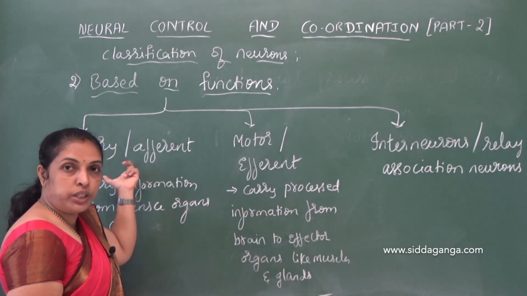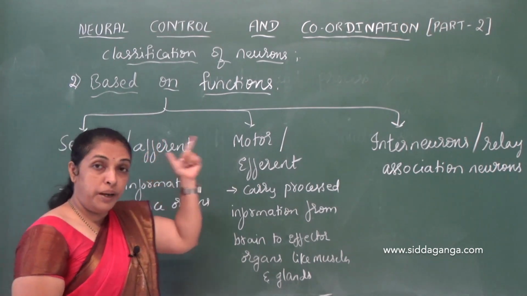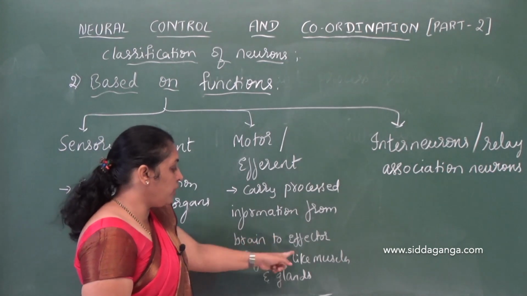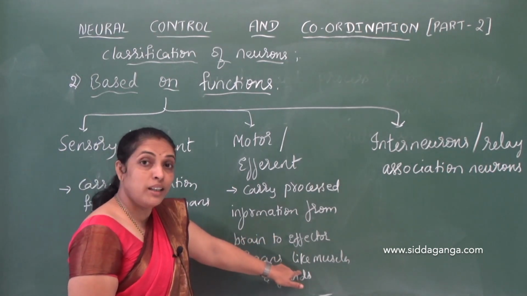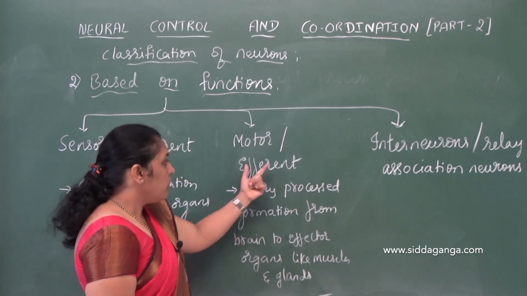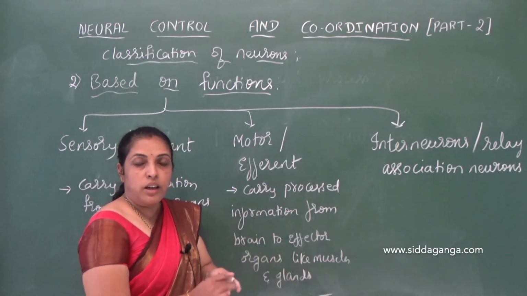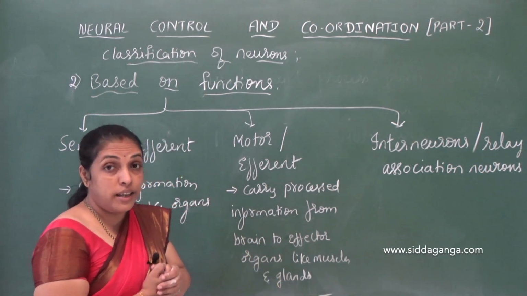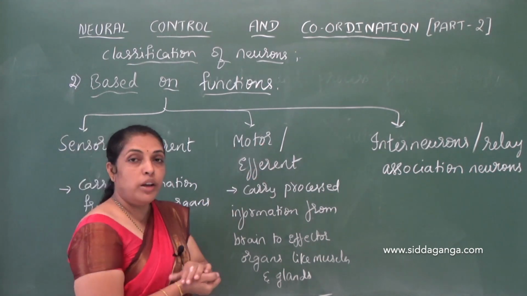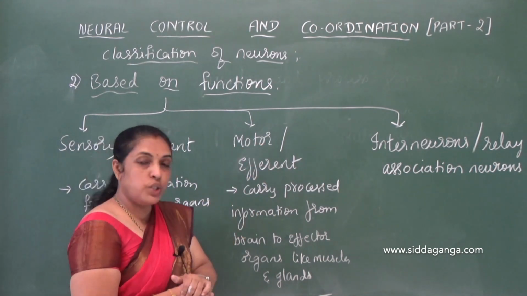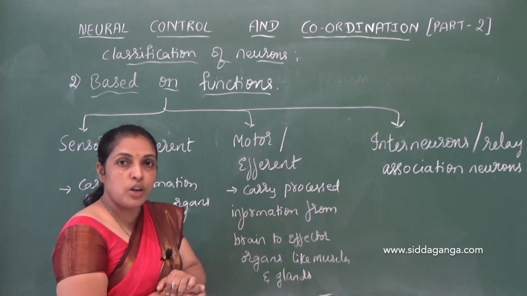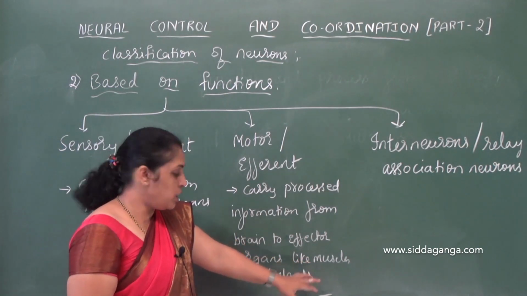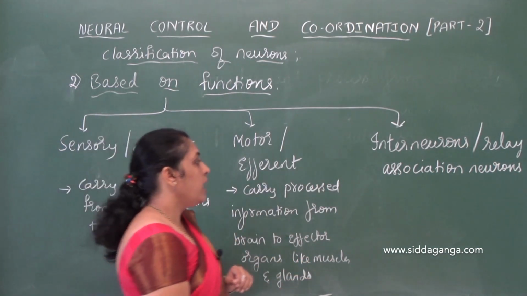Whatever information the sensory nerves take to the brain is processed there in the brain, analyzed, and carried to the effector organs where we see the action. If the message is taken to the muscles, the muscles will retract. If it is taken to the glands, they will secrete. So this is about motor or efferent neurons. They carry processed information from the brain to the effector organs, like muscles, which retract, and glands, which secrete.